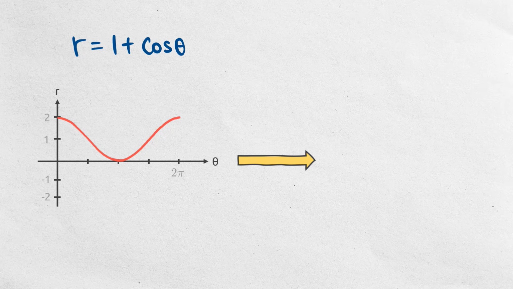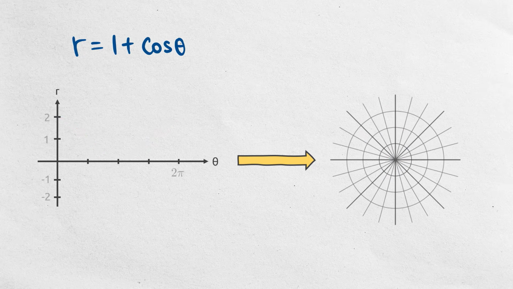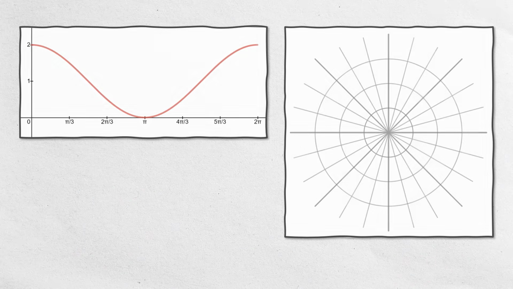Now, how does this graph help us graph the cardioid more easily? Here's the idea. The vertical distance between each point on the graph and the x-axis is how far each polar point is from the origin. Using this idea, we can start graphing.